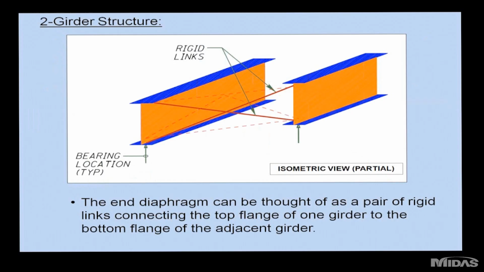And here's an isometric view of that bridge showing the end cross frame. For simplicity, you can idealize that end cross frame as just a pair of rigid links that connect the top flange of one girder to the bottom flange of the other girder.